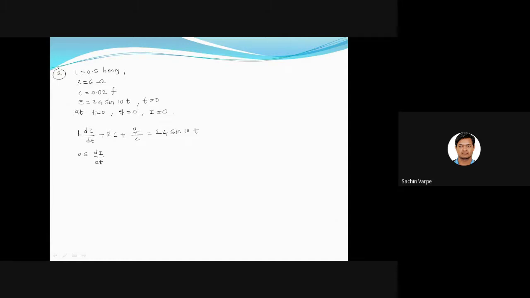See, we can substitute these values at the last also. We can first solve the differential equation, and we will get the value of the dependent variable in terms of the independent variable involving these L, R and C. Then we can substitute those values, or we can substitute initially also, as we are doing here. So 0.5 into di by dt plus R, 6 into I, plus Q by C, that is 0.02, is equal to 24 sine of 10t.